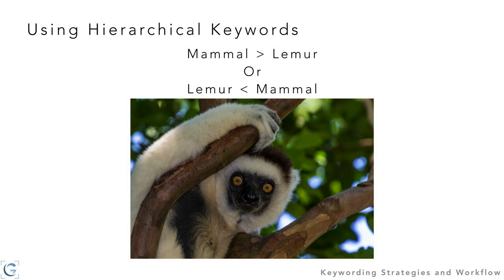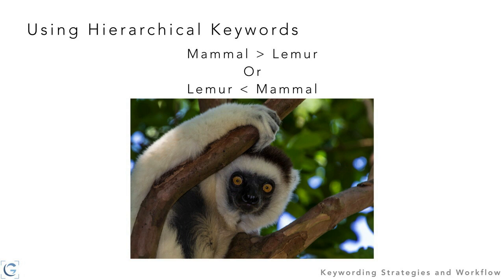So when entering a keyword in Lightroom Classic, for example, we could type mammal is greater than lemur. And so we use the greater than or less than symbols. We could type these in either of the two orders. So we could say mammal first or mammal last, and then we just use the greater than or less than symbol with the open side.